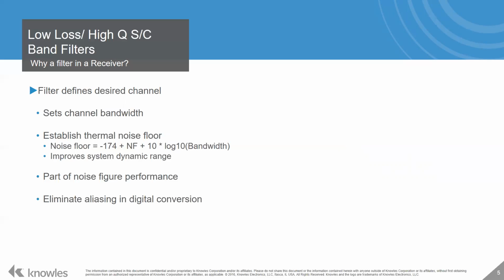By setting the thermal noise floor as low as we can, it improves the system dynamic range. The filter is also part of the noise figure performance because it's not lossless. The filter also eliminates aliasing in the digital conversion by eliminating out-of-band signals so they don't corrupt the desired signals in our bandwidth.